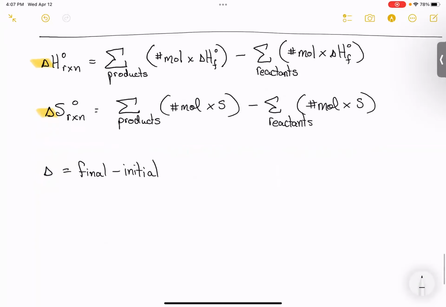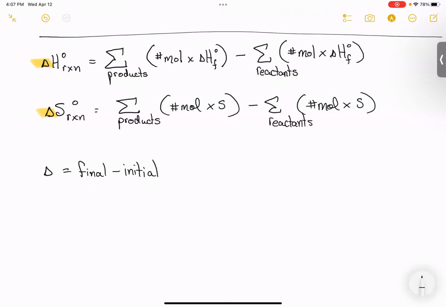Okay. You will be given your enthalpies of formation and your entropies for materials. You're not expected to memorize any of that. Now, I may give it to you as a table. And so I do want to make sure there is one other thing that I say before we get into one.